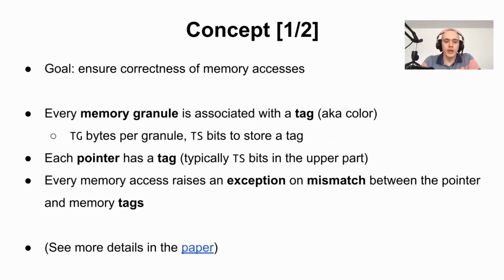The goal of memory tagging is to ensure that memory accesses are safe. The way this is done is by splitting the memory into memory granules, and each memory granule is associated with a tag, which is also sometimes called a color. Each pointer that points into memory also has an assigned tag. The idea is to make sure that on every memory access, the tag on the pointer actually equals the tag on the memory. If they're not equal, then this raises an exception.